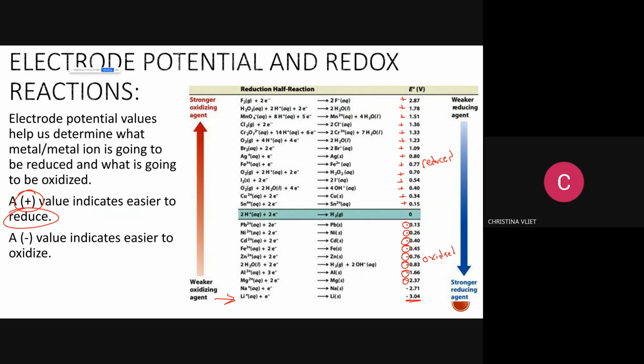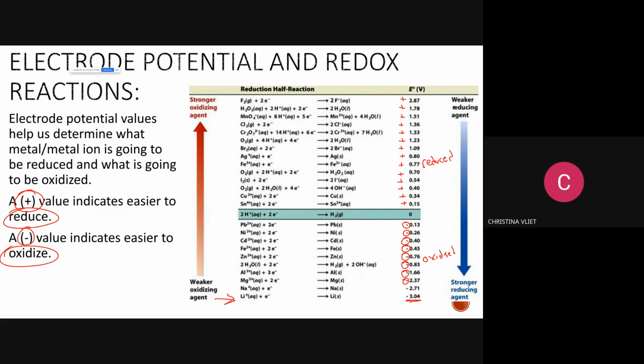So same idea. So lead, we do use lead for batteries, but it doesn't provide nearly as much energy. And you may notice that the lead batteries in your car are really big. So a positive value indicates easier to reduce, and a negative value means easier to oxidize. And so those are all compared to the hydrogen standard.